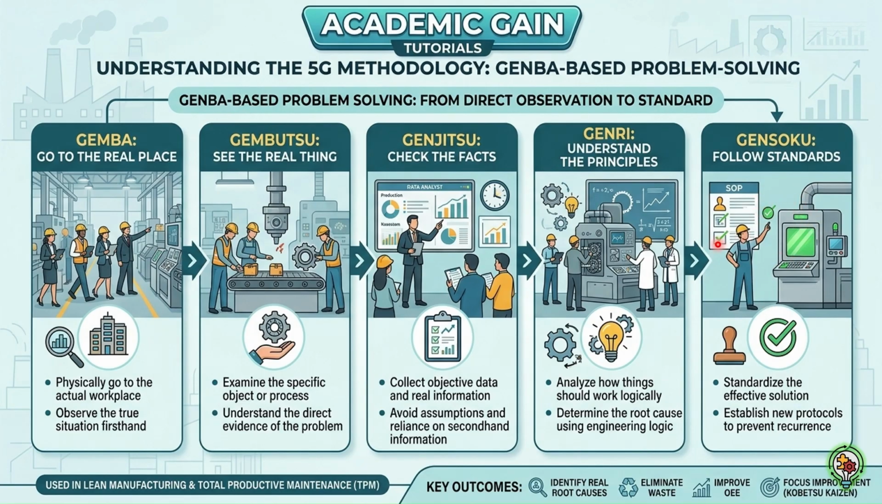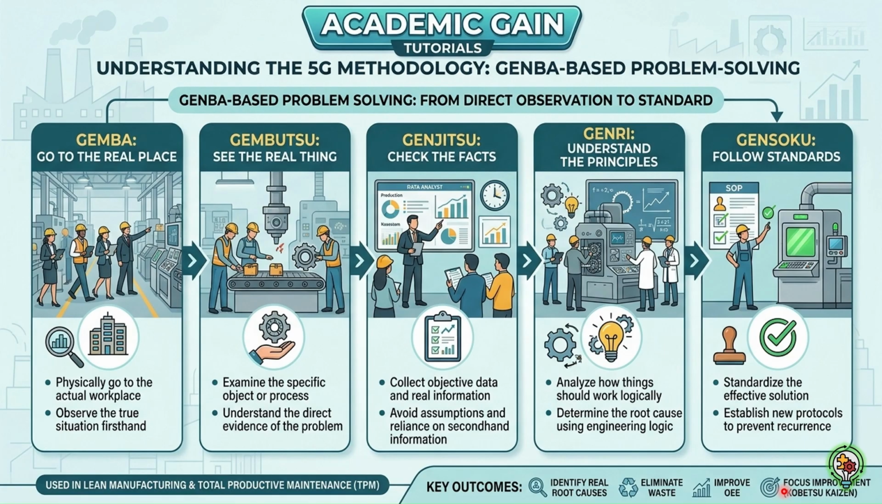Main objectives of 5G methodology: to identify real root causes, not assumptions; to eliminate waste, defects, and inefficiencies; to improve process stability and productivity; to support continuous improvement in TPM and lean systems.